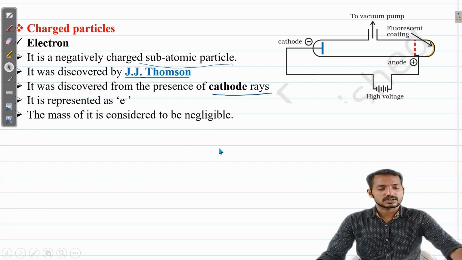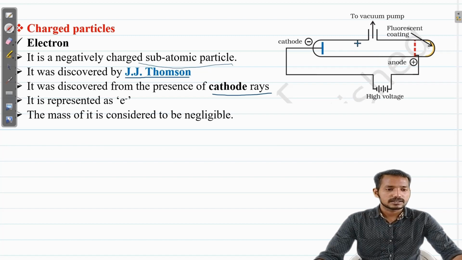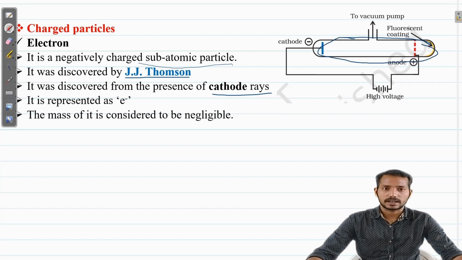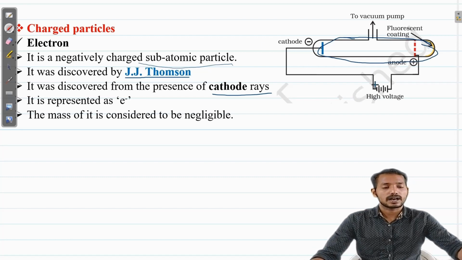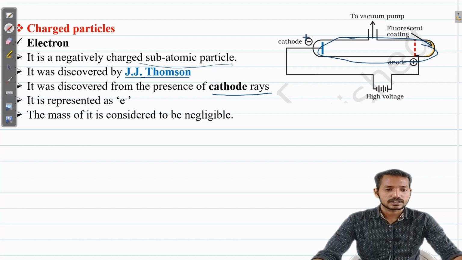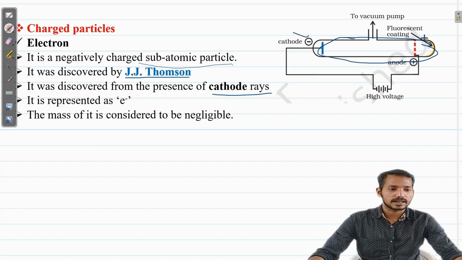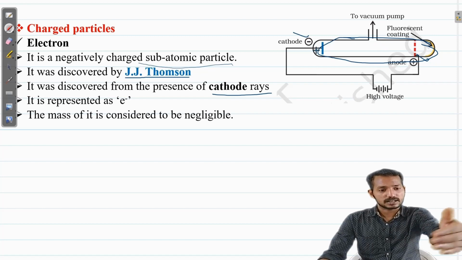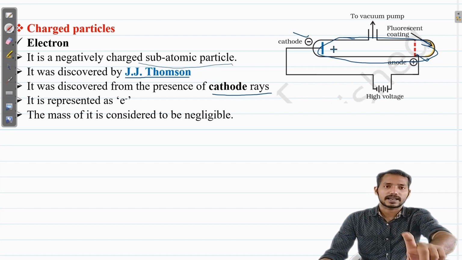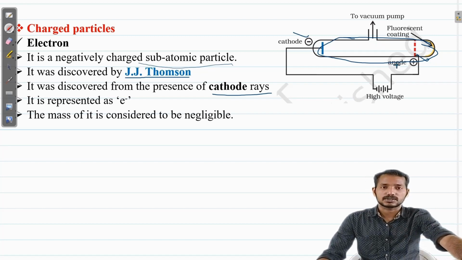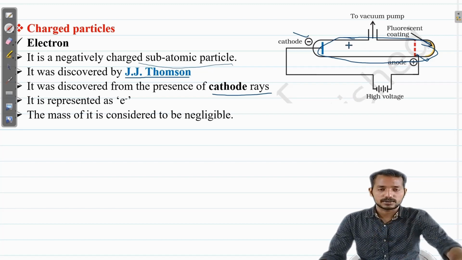But let's see the structure of this cathode ray tube. You can see here, this cylindrical shape is a cathode ray tube. It is connected to a high voltage, and there are two electrodes here, one is the cathode and another one is the anode. We already know that the electrode connected to the negative terminal is called the cathode, and the electrode connected to the positive terminal is called the anode.